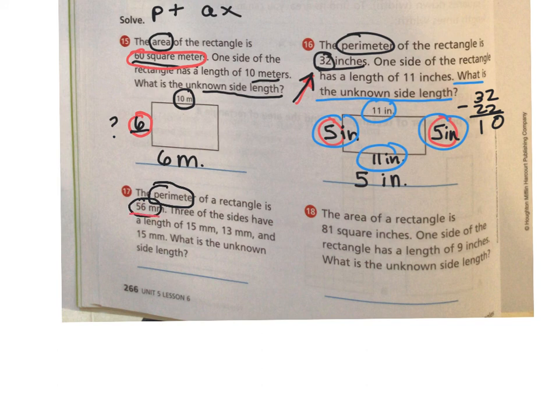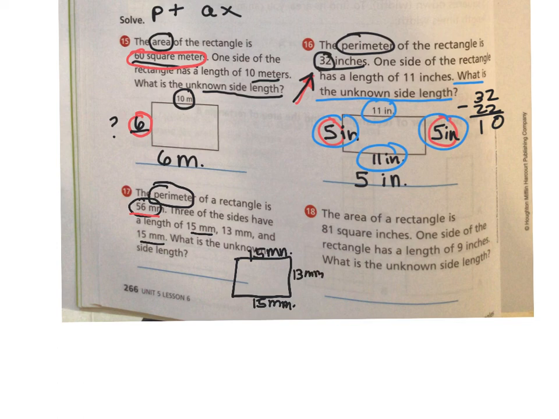They're going to tell us 3 sides of the rectangle. 3 sides of the rectangle, let's draw our rectangle right here. They're going to give us 3 sides, 15 millimeters, 13 millimeters, and 15 millimeters. Well, since it's a rectangle, I know that the 15s have to be opposite each other. So I'm going to say 15 millimeters and 15 millimeters. And I know that one of the other sides is 13 millimeters.